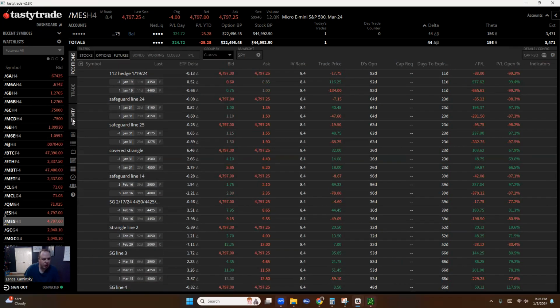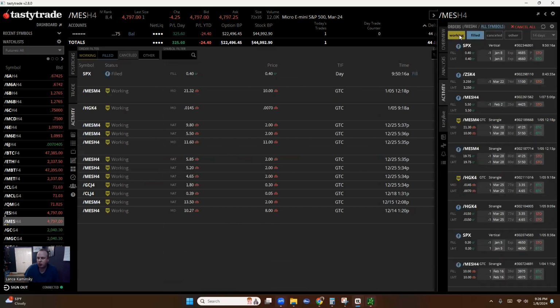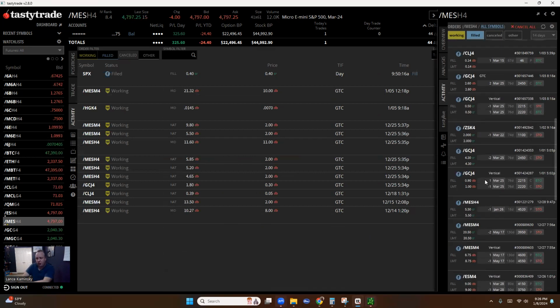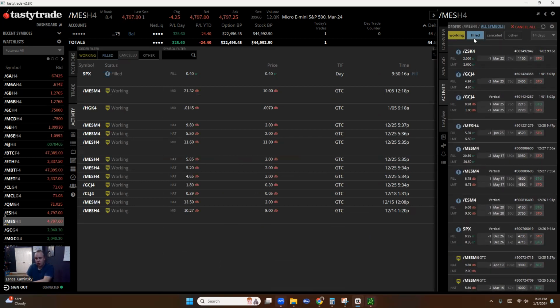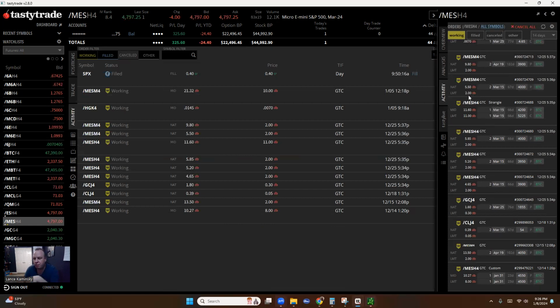I think there's a way to show it on working orders. Yeah. So if you look at working orders, I have a bunch of these that are just GTC orders. See GTC limit two, limit two, limit two. I'm just trying to close my naked puts and the safeguard trades at two. And I'm literally just waiting it out. It's really hands off after a while once you get used to it. I got you. Okay. All right.